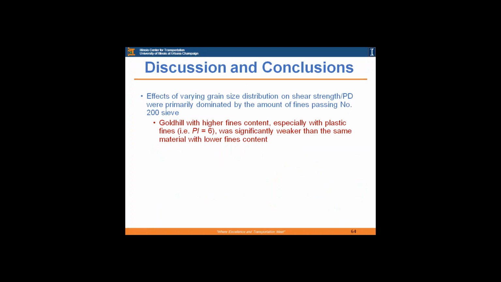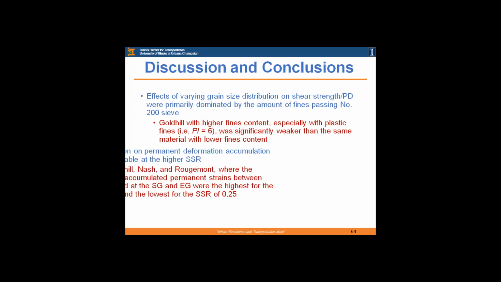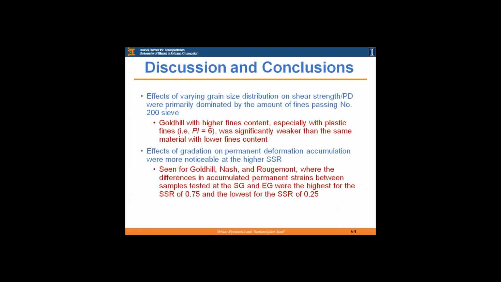Just a brief discussion of what I went through today. So we looked at the permanent deformation model that we had, and we saw that the effect of varying the gradation or the grain size distribution has a good impact on the shear strength properties, and especially if we have plastic fines, we see a significant difference between the shear properties. And this also has a significant effect on the permanent deformation accumulation in those materials.